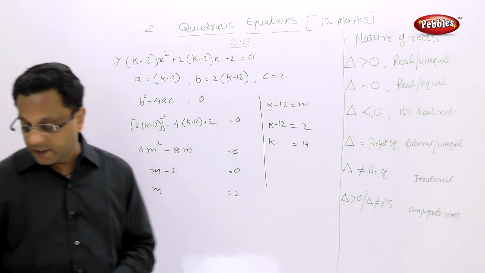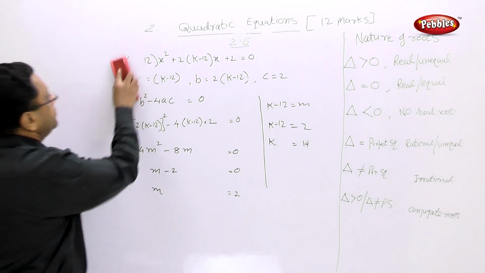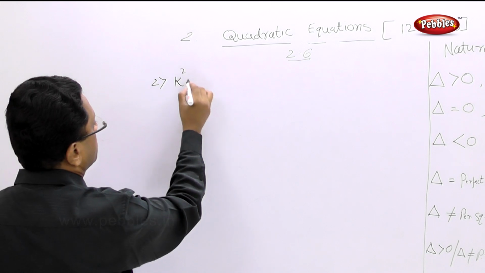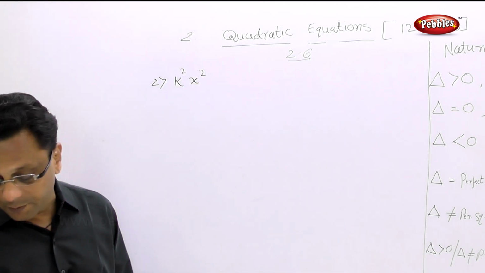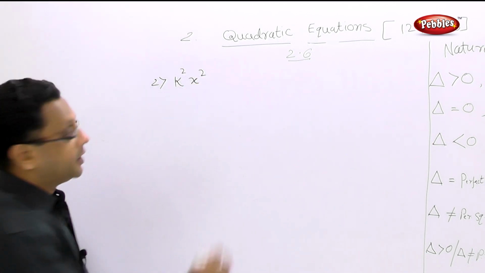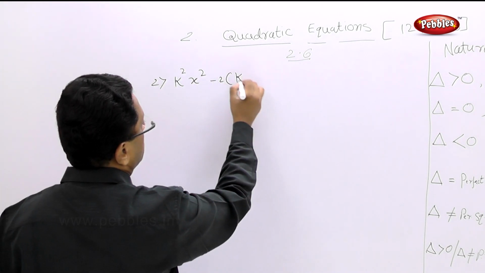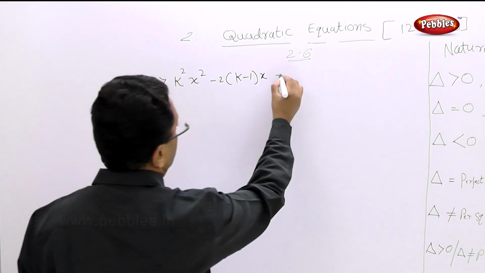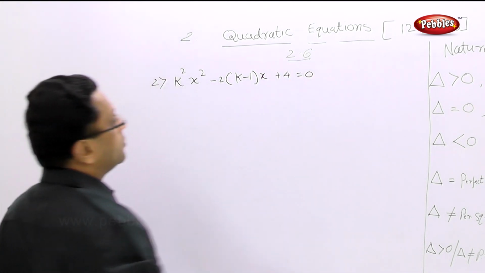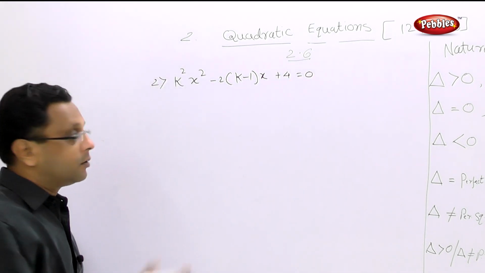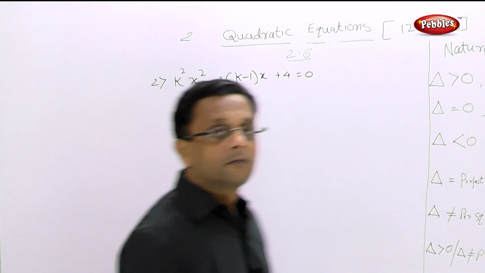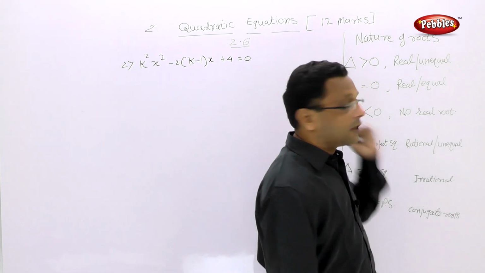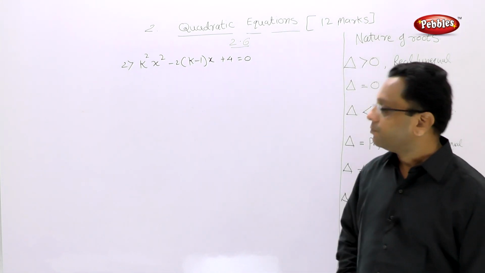Let us see the second example. k square x square minus (2k minus 1)x plus 4 equal to 0. Pause your video. Find the value of k. The roots are real and equal, so discriminant is 0. Do it.